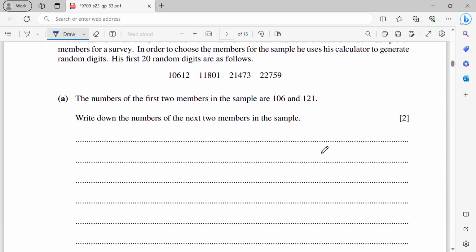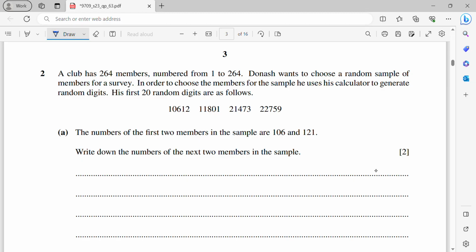For question number 2, a club has 264 members, numbered from 1 to 264. Donesh wants to choose a random sample of members for a survey. In order to choose the members for the sample, he uses his calculator to generate random digits. His first 20 random digits are as follows. So these are the random digits.